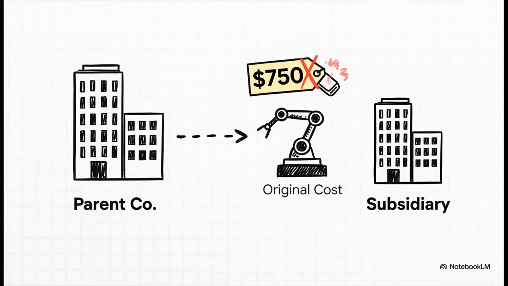And guess what? This exact same logic applies to big ticket items too, not just inventory. If a parent sells, say, a machine to its subsidiary and books a gain on the sale, that gain is completely unrealized from the group's perspective. We have to eliminate it and reduce the asset's value on the consolidated balance sheet.